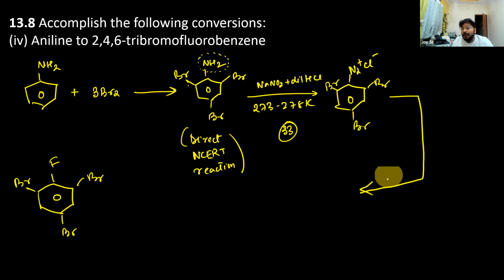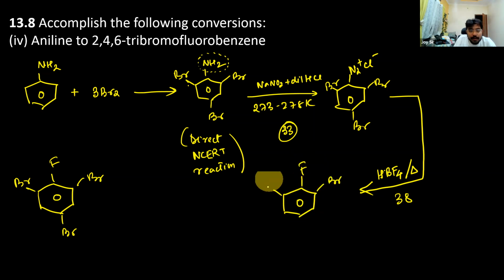Now I'll convert it into fluorine. Let me see the number, 41, not 41, number 38. HBF4 and heat it. So the diazonium chloride will go away and in that place fluorine will come, with the bromines. Okay, fine, done. This is how the reaction is to be done. So ultimately what you created is 2,4,6-tribromofluorobenzene.